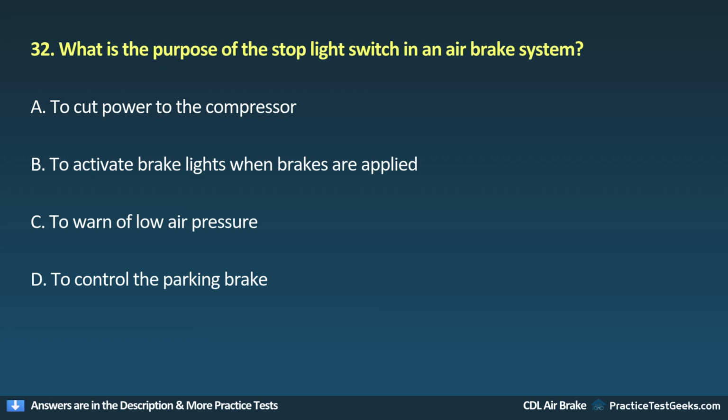32. What is the purpose of the stoplight switch in an air brake system? A. To cut power to the compressor. B. To activate brake lights when brakes are applied. C. To warn of low air pressure. D. To control the parking brake.